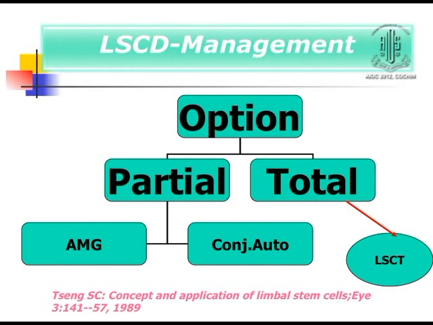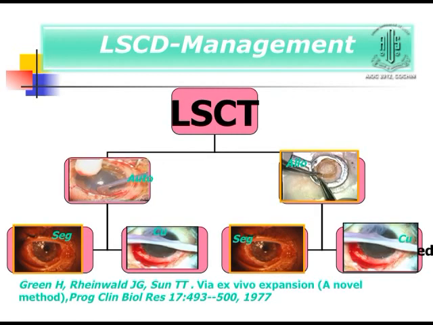Then, as I said, the option depends on whether it is partial or total. If it is partial, it can be managed by amniotic membrane transplant or conjunctival autotransplant. If it is total, limbal stem cell transplant is the only answer.